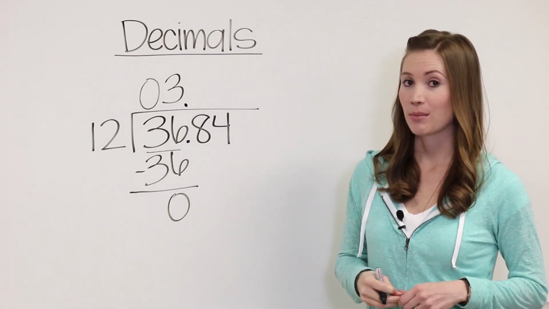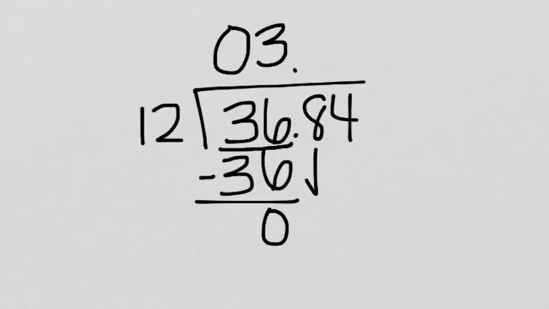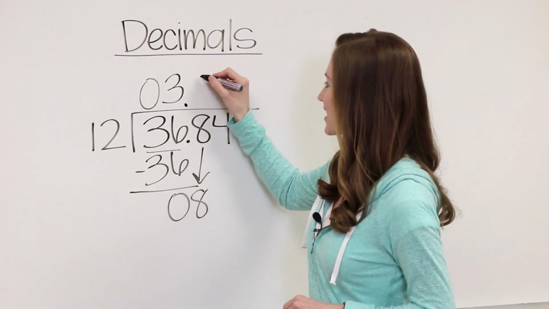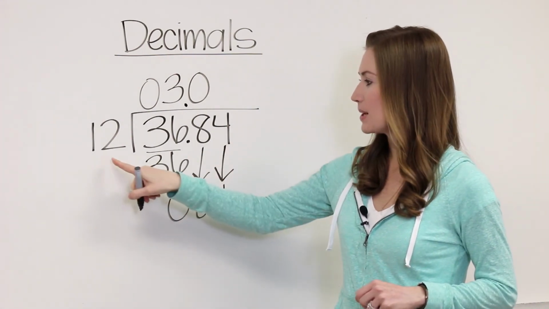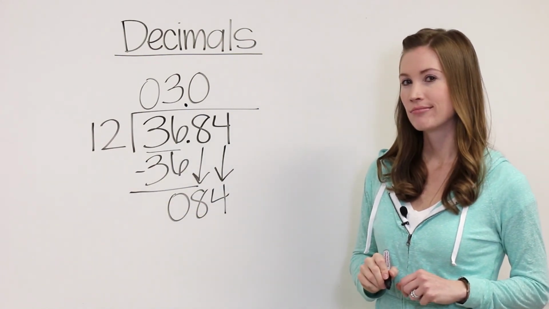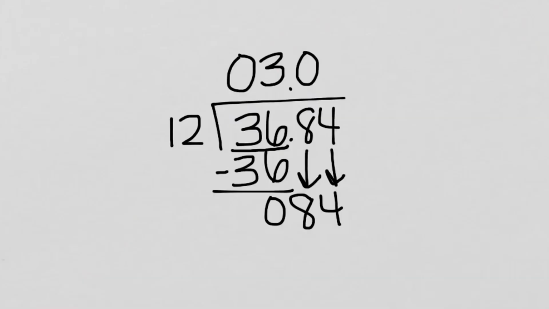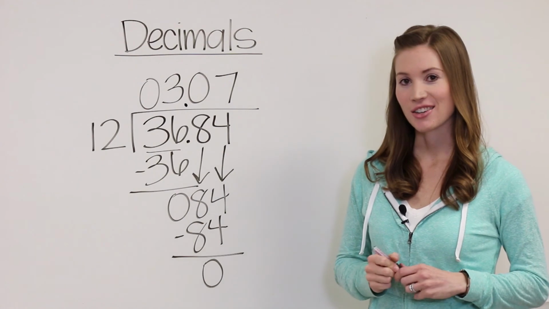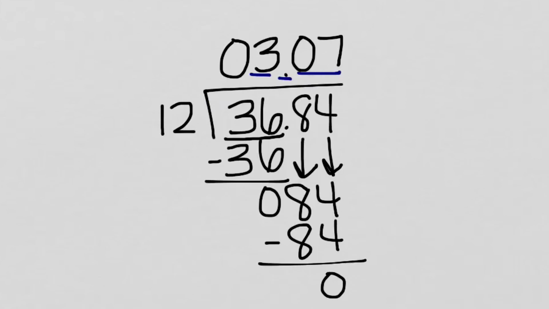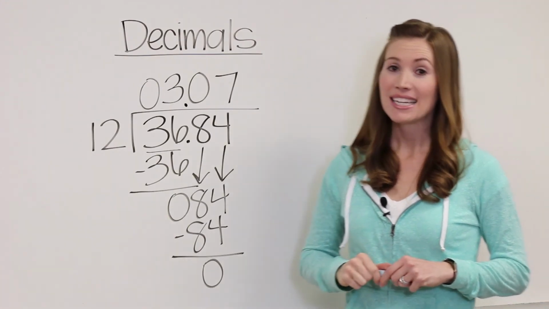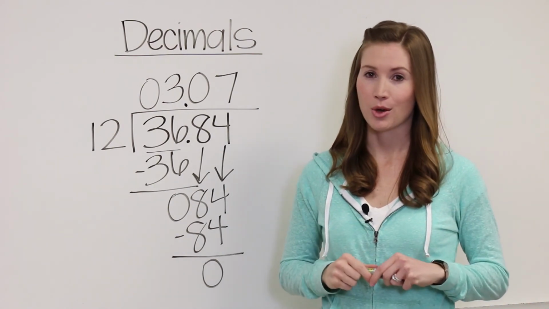Now, just like with dividing whole numbers, we need to bring down the next number. So we'll bring down our 8. Can 12 go into 8? Nope. Another 0. We'll bring down our 4. And how many times can 12 go into 84? If you said 7, that's correct. 7 times 12 is 84. We'll subtract 84, and we get 0. Now read with me our final quotient. 3 and 7/100. Now remember, anytime we do a division problem, we should always check our work with multiplication.